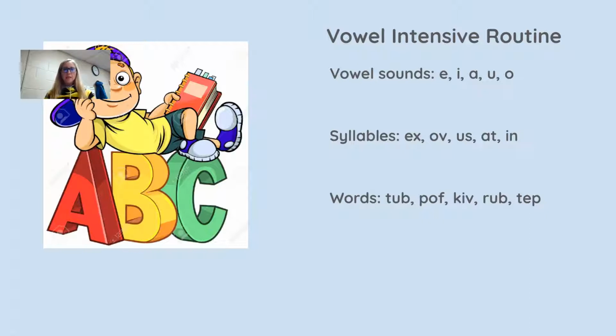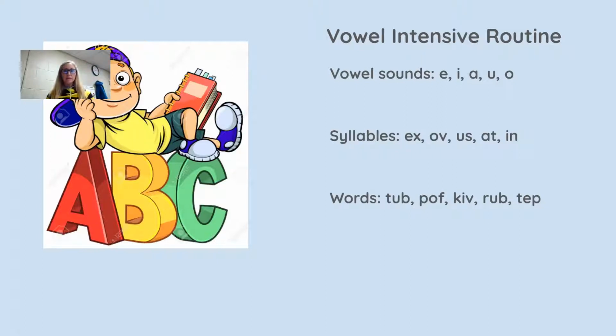Eyes on me. The syllable is at. Repeat. Say the whole syllable. At. A says ah. Eyes on me. The syllable is in. Repeat. I says ih. Eyes on me. The syllable is ex. Repeat. E says eh. All right, let's move on to words.